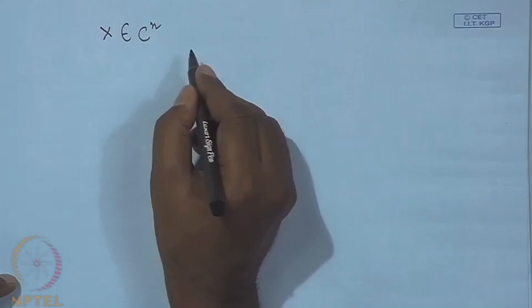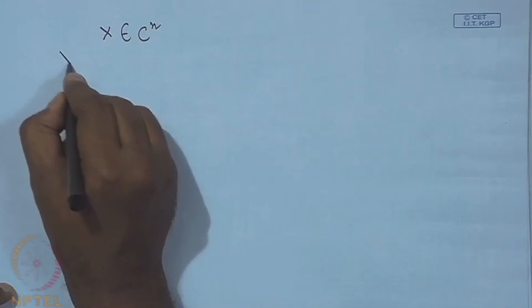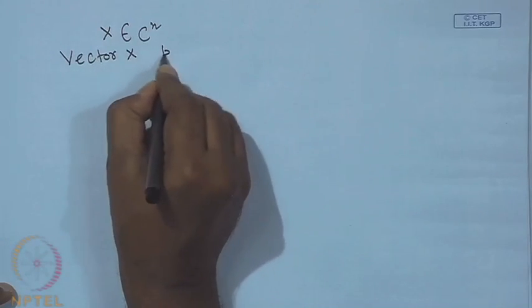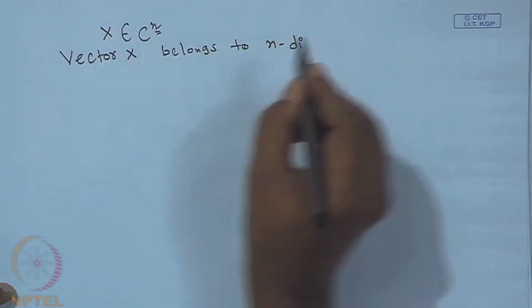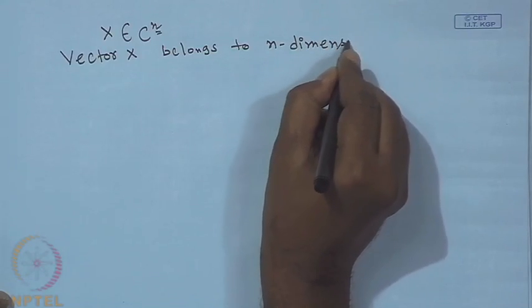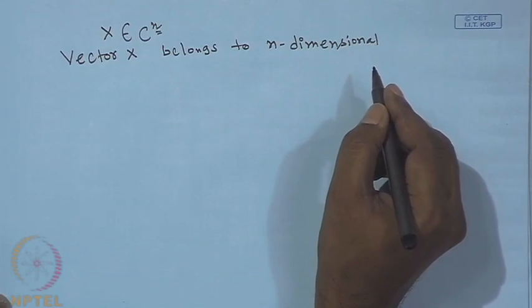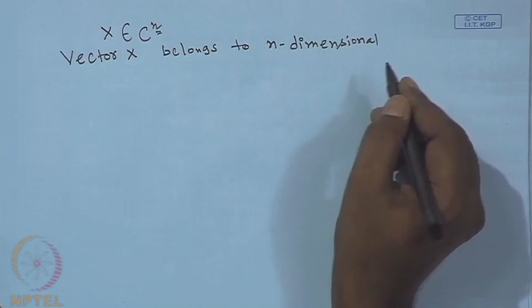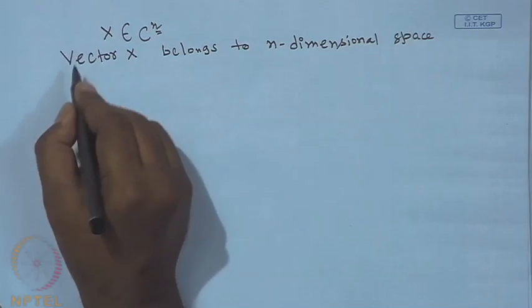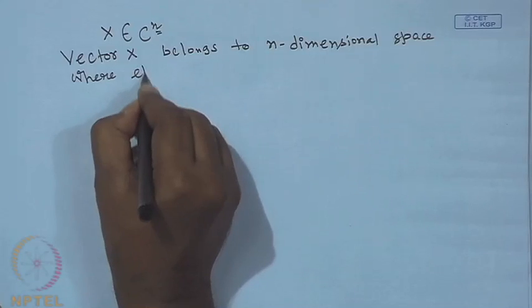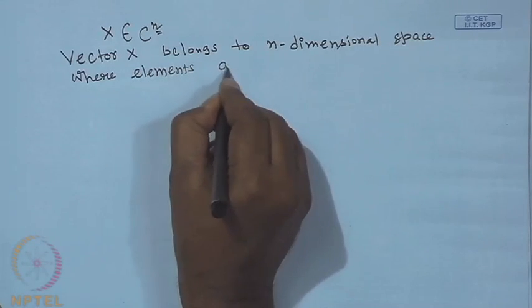Okay. Next we talk about what is a complex space. If x belongs to C superscript n, this simply means that vector x belongs to n dimensional space. This n stands for the dimension of the space. Dimension means you will be having contribution in n number of dimensions which are mutually orthogonal to each other. Vector x belongs to n dimensional space where elements are complex.